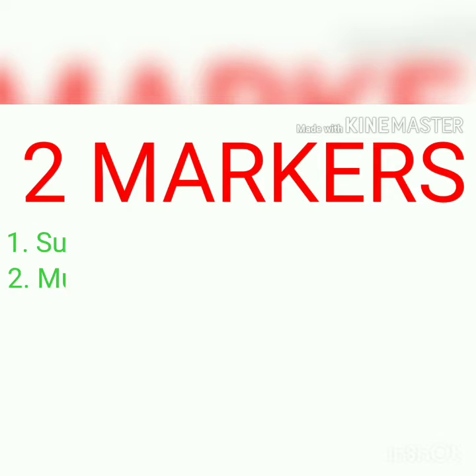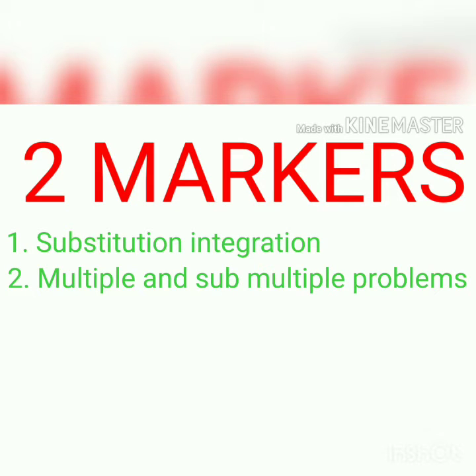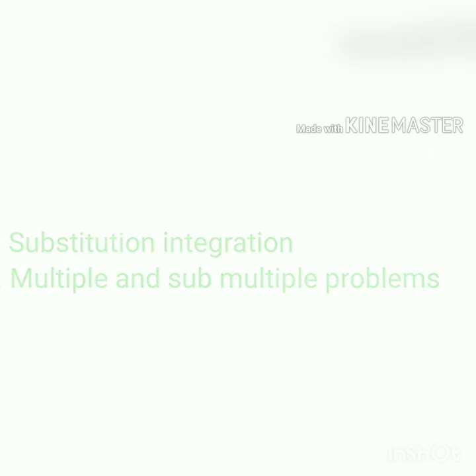Now coming to 2 markers, we have two types of sums. One is substitution integration, and another one is multiple and submultiple problems. So one 2 marker will definitely be a substitution integration. So you need to know what will be substituted for what integral. If you know that, then you can ace that. And coming to the second one, multiple and submultiple problems, like how we have in trigonometry, you can use that in integration also.